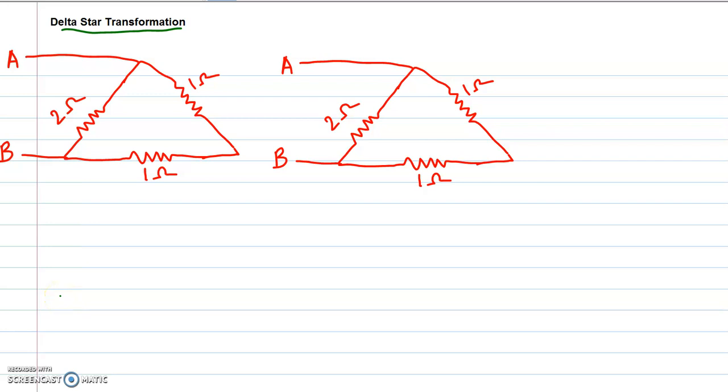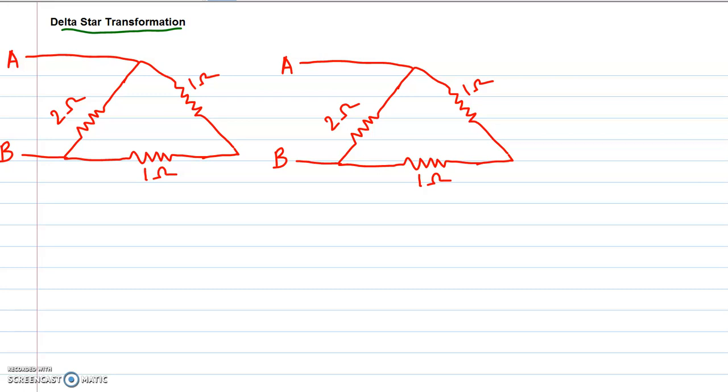Hi all. In this section, we are going to discuss the delta star transformation. Whenever we have resistances in an electric circuit, sometimes we need to find the equivalent resistance across two points, the current through a particular resistance, or the voltage across one of the resistances. If it is a simple circuit, it is very easy to find. One such case you can see over here.